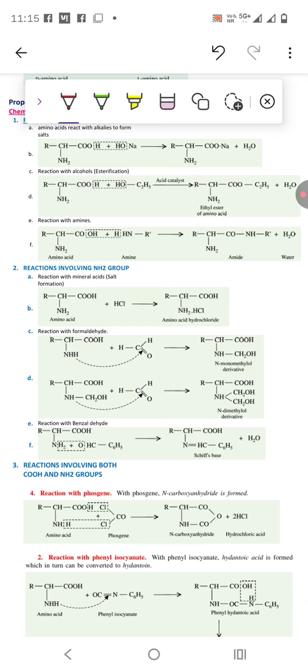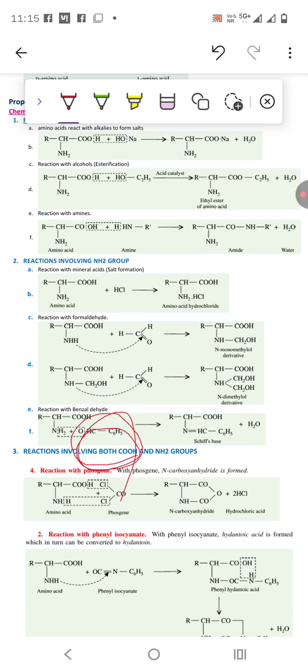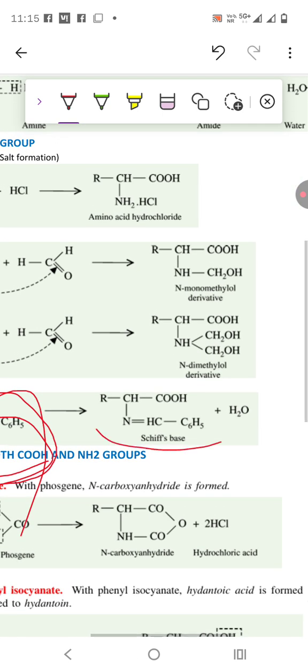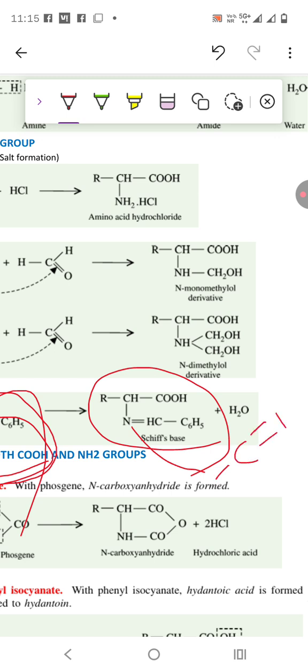Next, reaction with benzaldehyde, C6H5CHO. Benzaldehyde forms a Schiff base. What is a Schiff base? This imine. What is imine? C double bond N. Imine. This is an imine group.